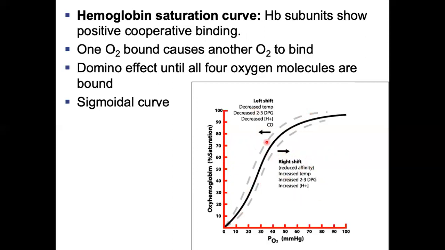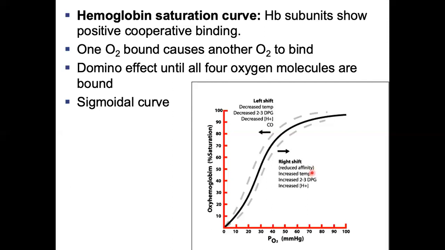Look at right shift and left shift after you've gone through all this material and you think you understand it, and see if you can quiz yourself. I'm not going to ask you right shift, but I will ask you under which situations does hemoglobin not want to bind oxygen? So that would be a reduced affinity.